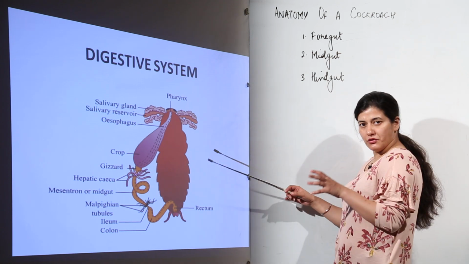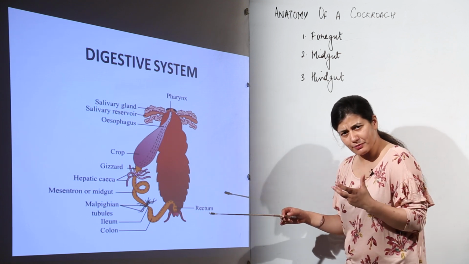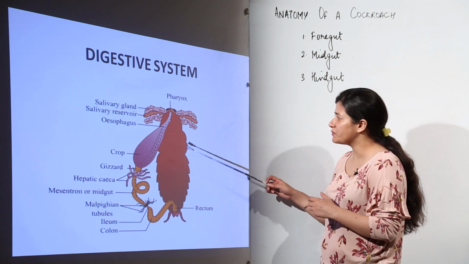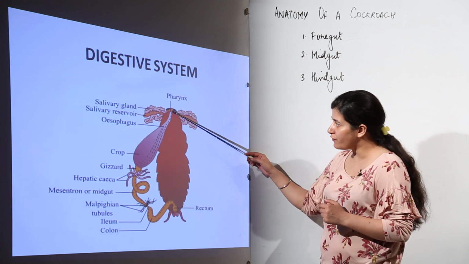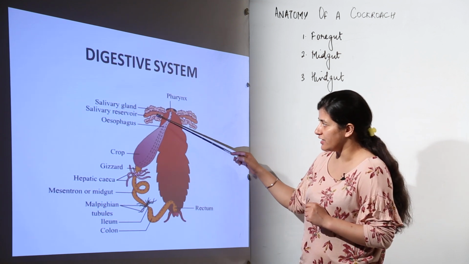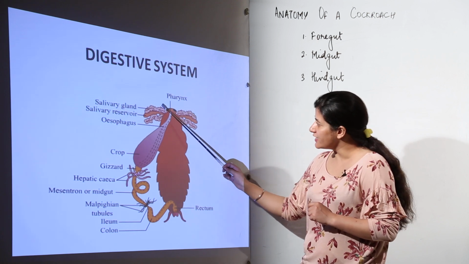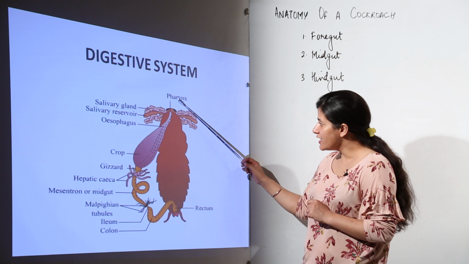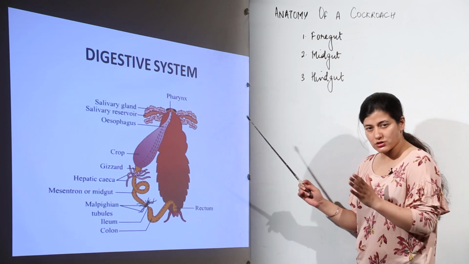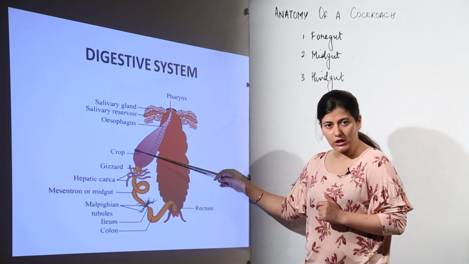The mouth of the cockroach, we have discussed the mouth parts: there are labial palps, labium, lips and hypopharynx, which opens up into the pharynx. This pharynx has a pair of salivary glands on both sides, as you can see over here. The salivary glands supply saliva into the pharynx. This pharynx opens up into a very small esophagus. It's not long, it's a tube-like structure that further opens up into a crop.